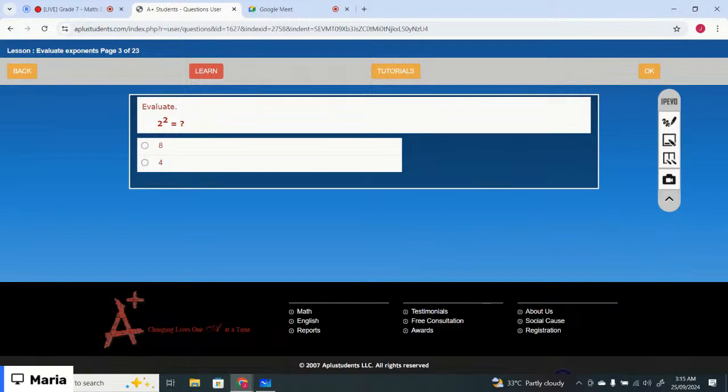Evaluate 2 square. So which is the correct option? Two square equals, the correct option is 4. Option number 2 is the correct option, right? 2 square is 4.